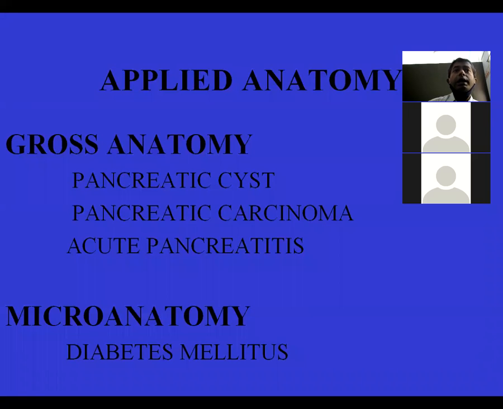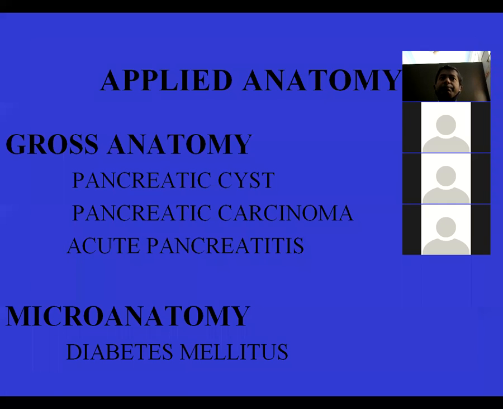Now coming to the last part, the applied anatomy of the pancreas. There is cyst formation, pancreatic cyst, mainly in the head. The cyst contains fluid inside, and that condition is known as pancreatic cyst. The next condition is pancreatic carcinoma. The most common site for pancreatic carcinoma is the head of the pancreas.